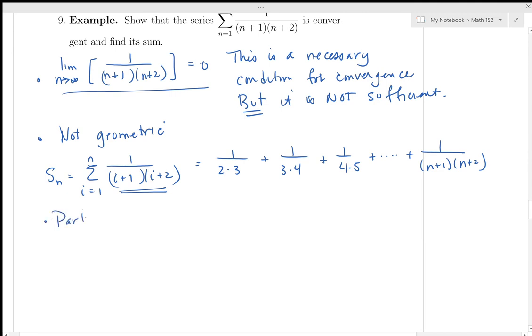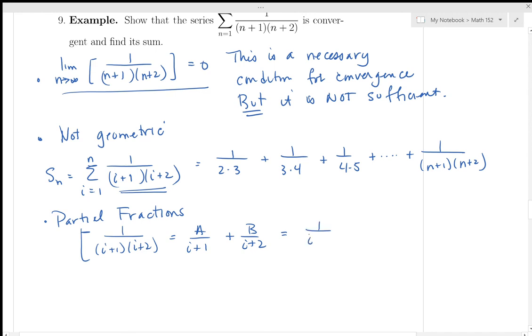So I'm going to try to look at it a different way. Again, I'm going through my inventory of things I can do, seeing will this help me? So now I'm doing partial fractions, and I'm looking at the expression for a_i, which is 1 over i plus 1 times i plus 2, and that's going to be A over i plus 1 plus B over i plus 2. If you do the partial fractions yourself, you'll find that A is 1 and B is minus 1.